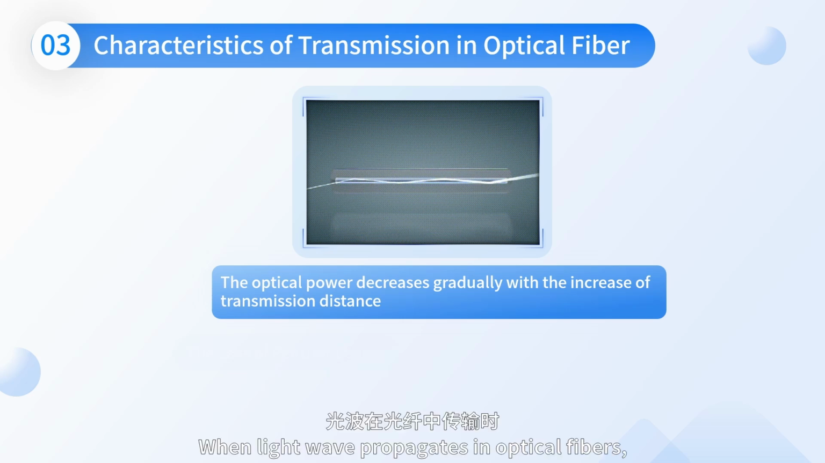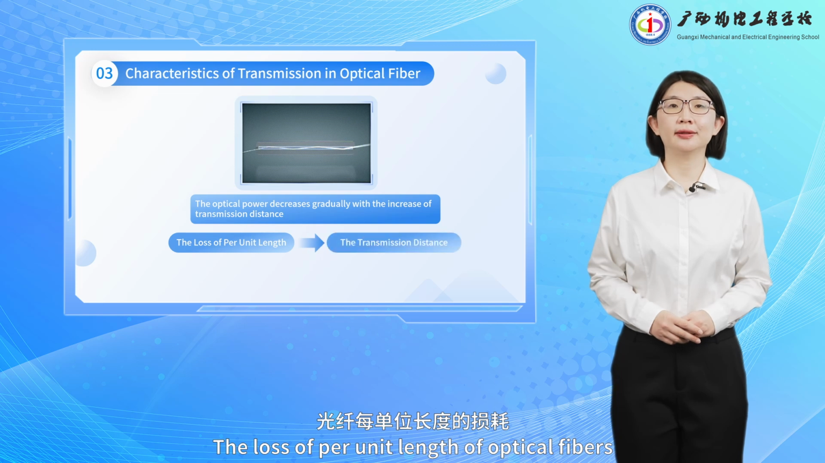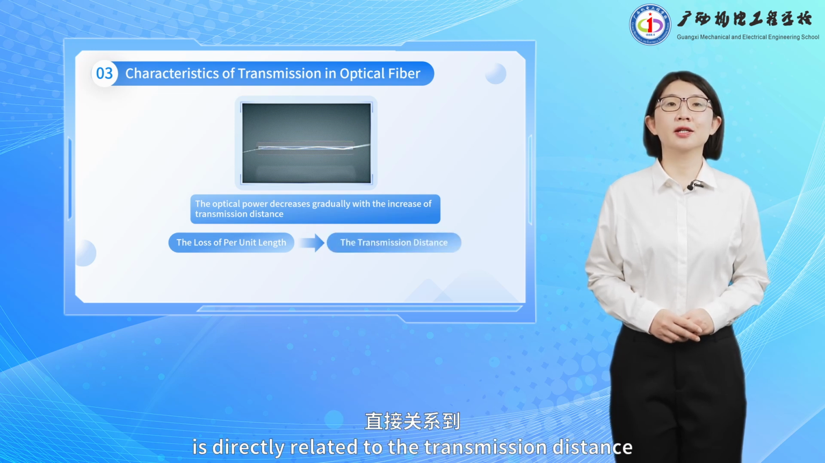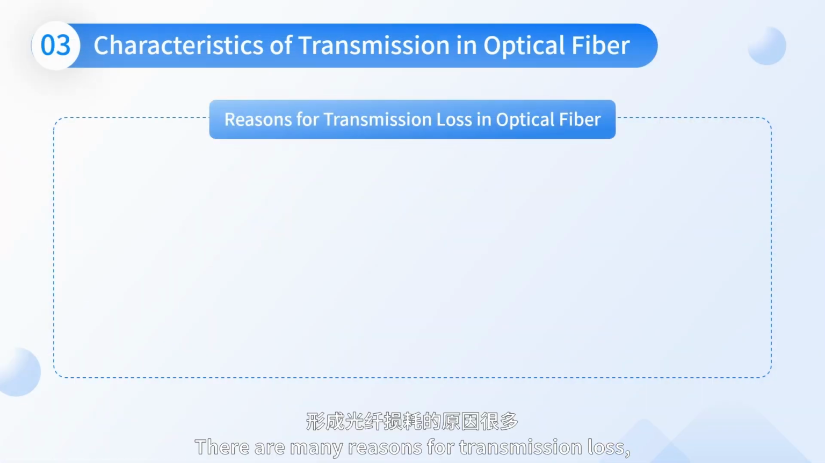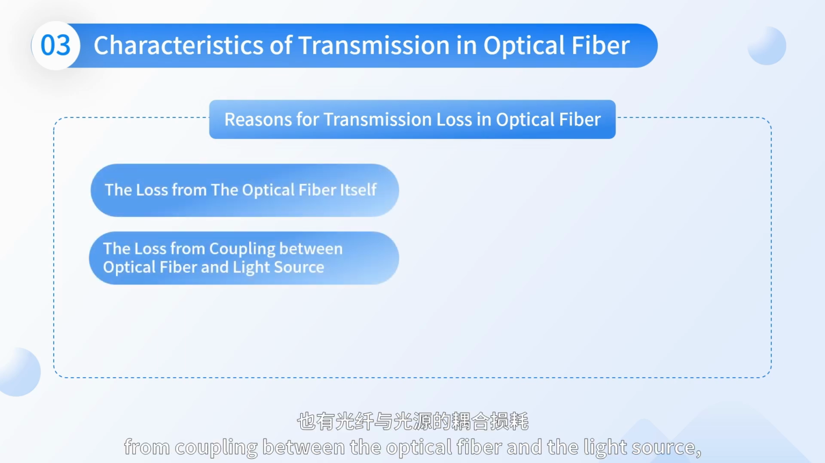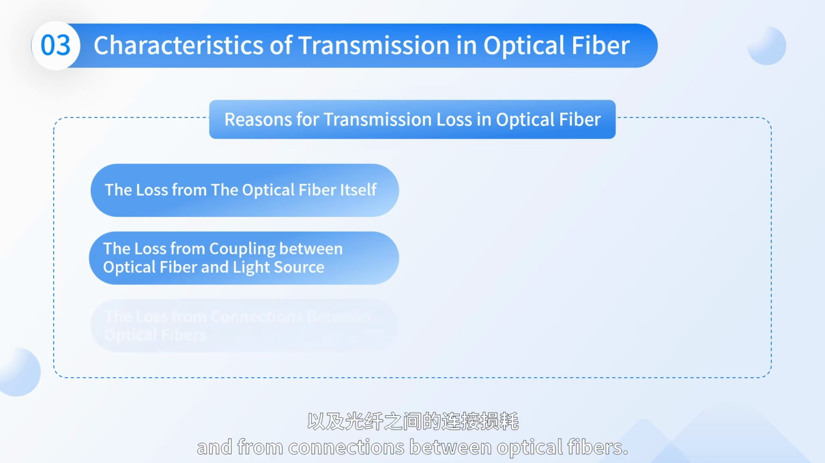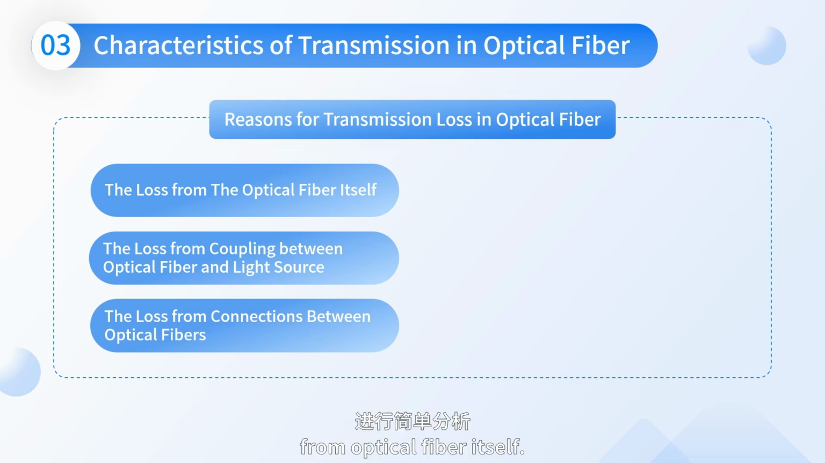When light wave propagates in optical fibers, the optical power decreases gradually with the increase of transmission distance, which is the transmission loss of optical fibers. The loss per unit length of optical fibers is directly related to the transmission distance of optical fiber communication system. There are many reasons for transmission loss, including the loss from the optical fiber itself, from coupling between the optical fiber and the light source, and from connections between optical fibers. Here, we simply analyze the loss from optical fiber itself.